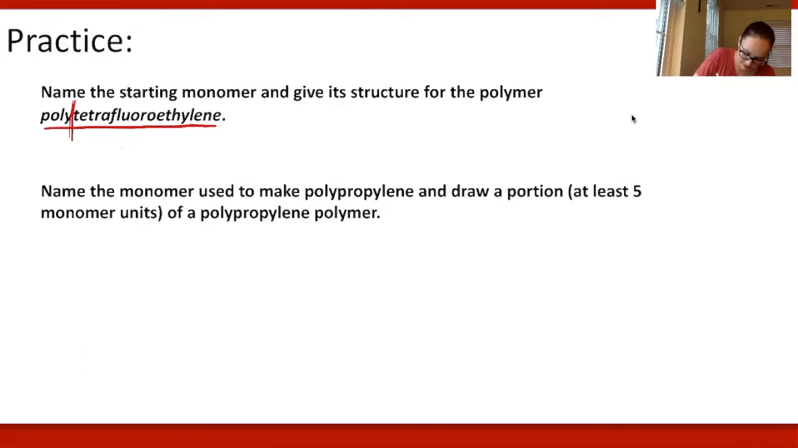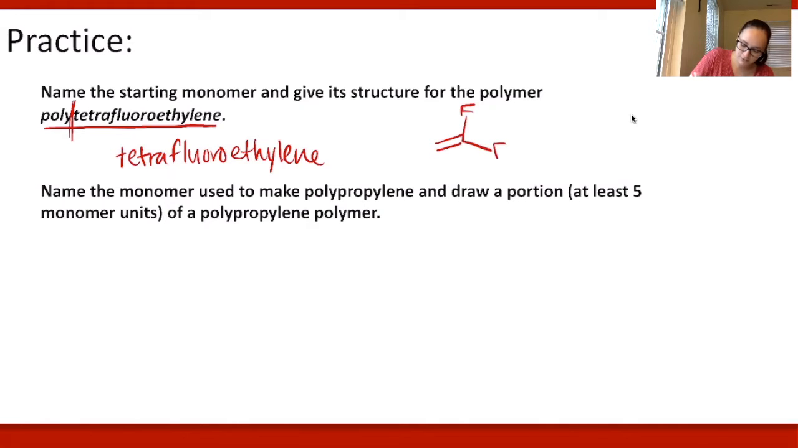So the name is tetrafluoroethylene. And then we can either draw that because we know what the structure is. It's a little bit weird. Remember, ethylene and ethene are synonymous for each other. Or we can go back through our notes and see what the structure of this is. But the structure is where we have that double bond with 4 fluorines around it. Okay, so you can even make your own practice problems with the other polymers to do this.